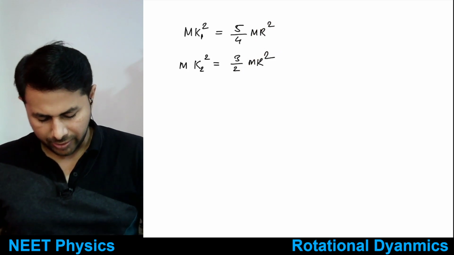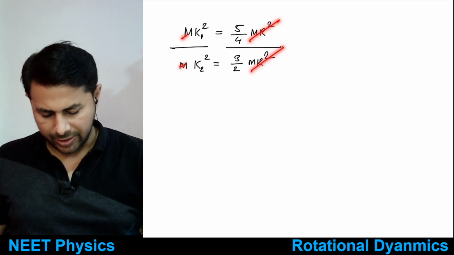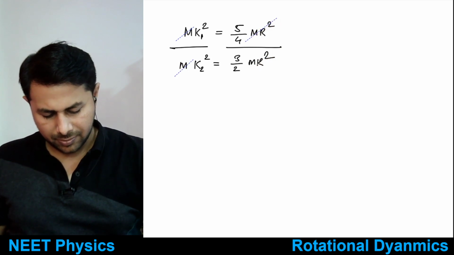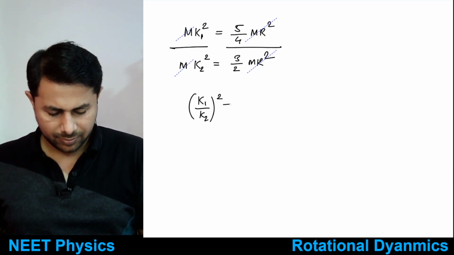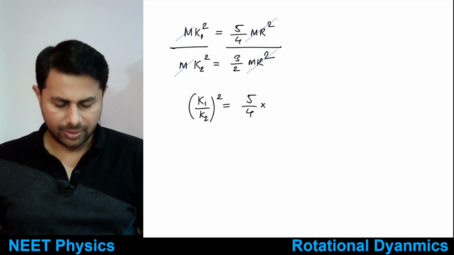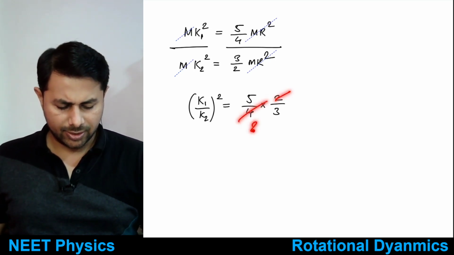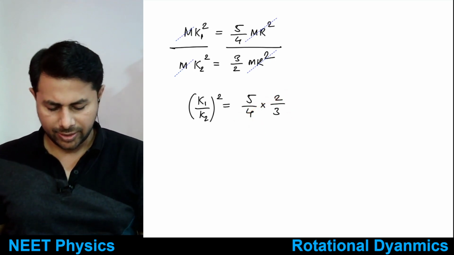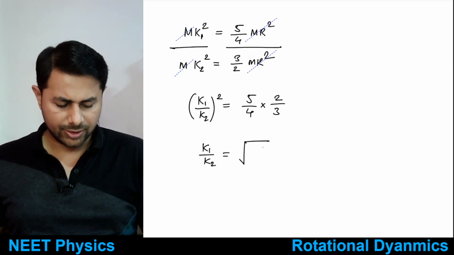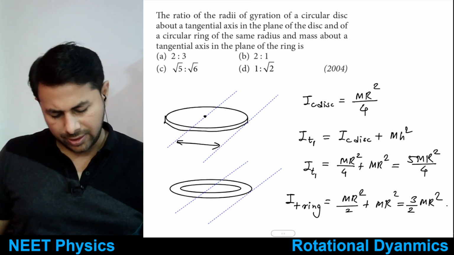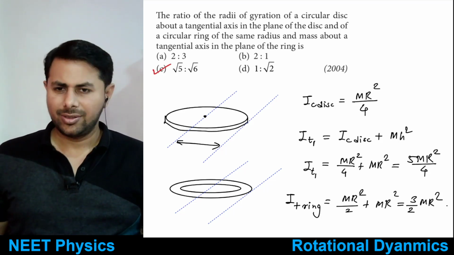Okay, what do I mean by that? Just divide this thing by that thing. So mr square and mr square will get cancelled out, and then you have k1 by k2 whole square is equal to 5 by 4, and dividing by 3 by 2 is multiplied by 2 by 3. So this thing is 5 by 6, and then if you want k1 by k2, it's just the square root of that. Square root of 5 by 6 is the answer, right? So it is option C. Good. Okay, so this thing is simple.